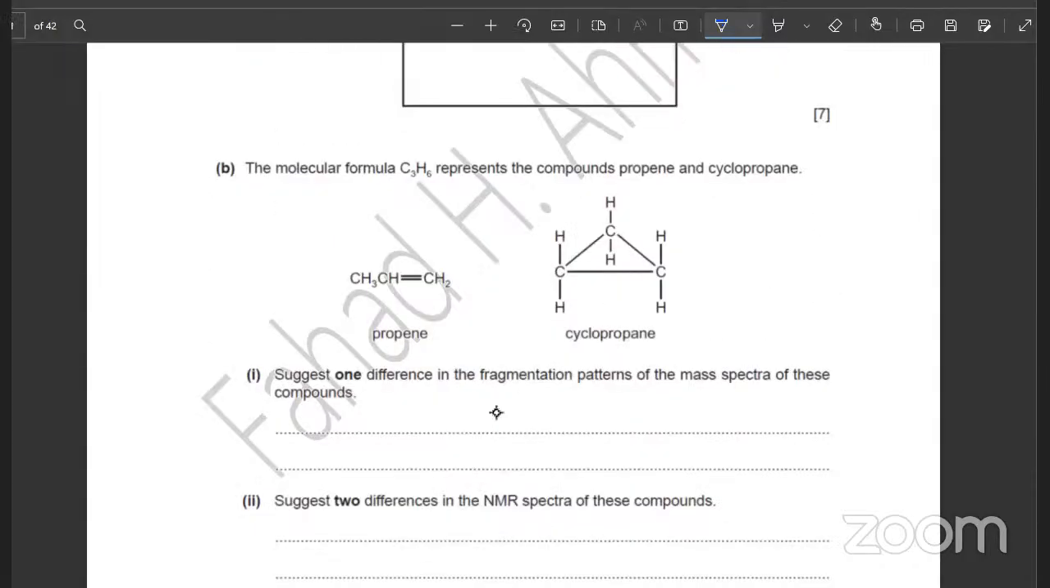Like, for example, if you figure out that the molecular ion is C3H6, now you don't know which C3H6 is this, the left one or the right one. So you can do some guesswork by looking at the fragmentation pattern. What piece will be detected, or what smaller piece of the molecule will be detected over here and not in the other one?